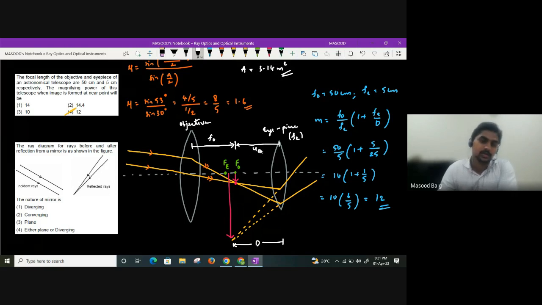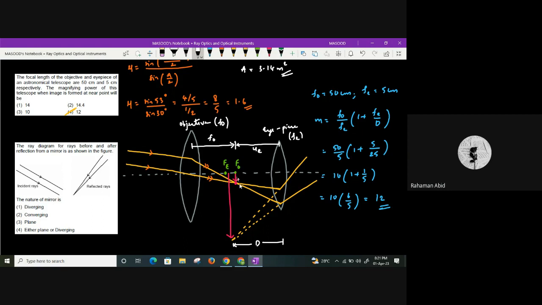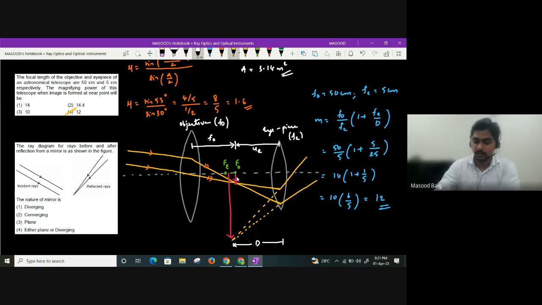Yes. In the same manner, for the objective, I know the length of the tube also, can I find it or not? F naught value will be given to us. So you can find out the ue value, f naught will be given. So the length of the tube will be f naught plus ue. This will be the diagram in case of your strained eye condition. Understood, all of you? Yes or no? Yes. So this is our ray diagram in case of which condition? Strained eye condition for an astronomical telescope.